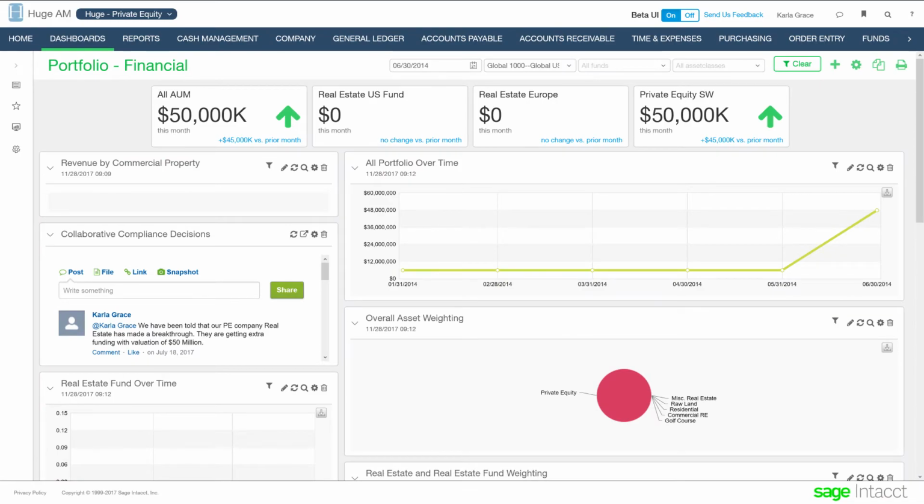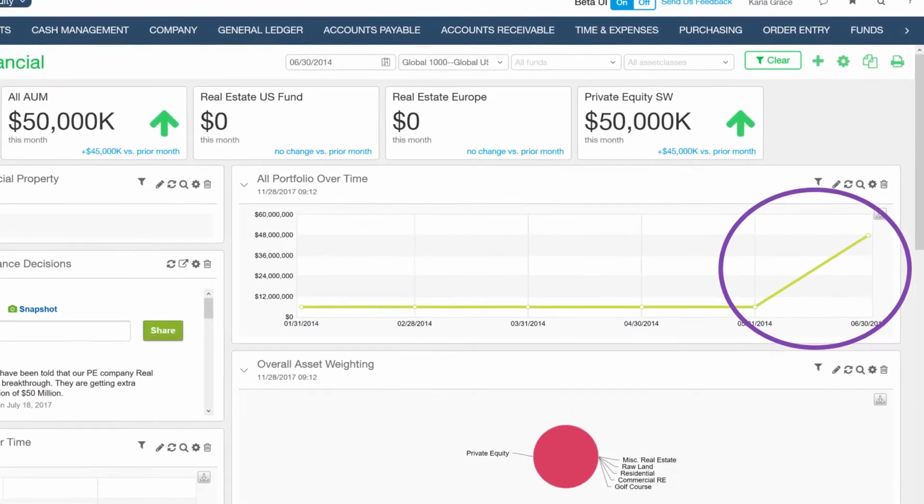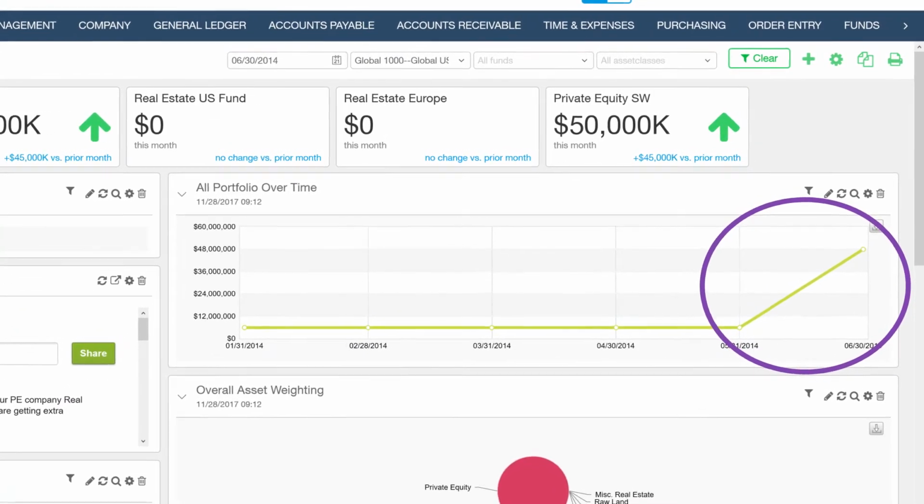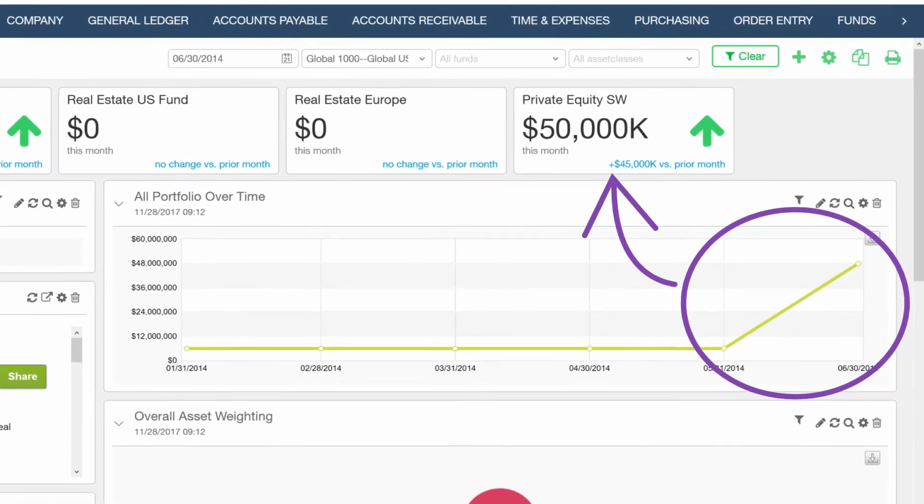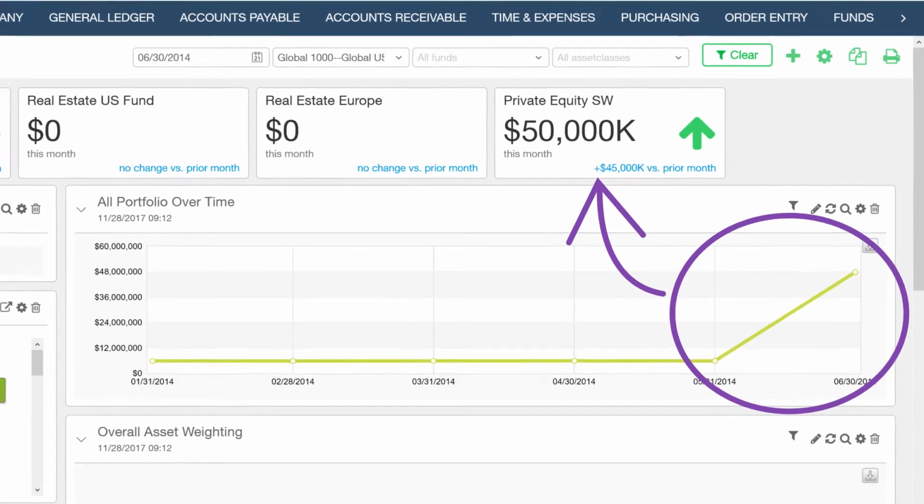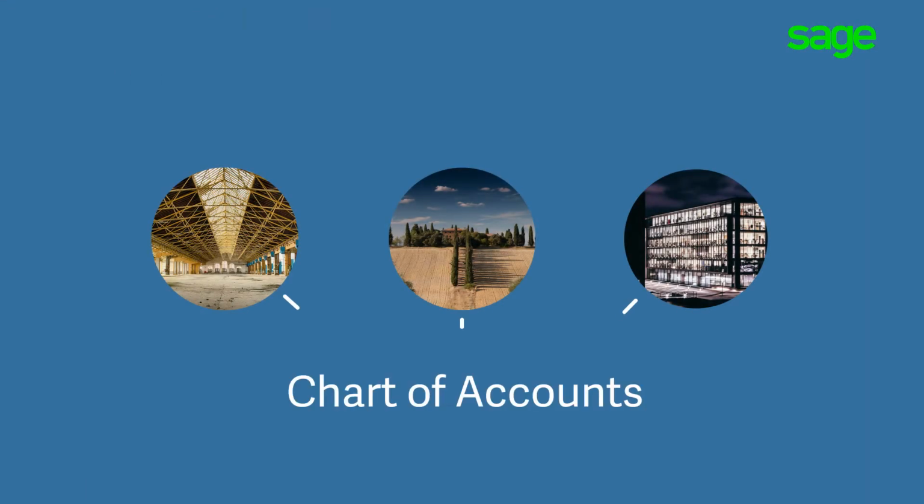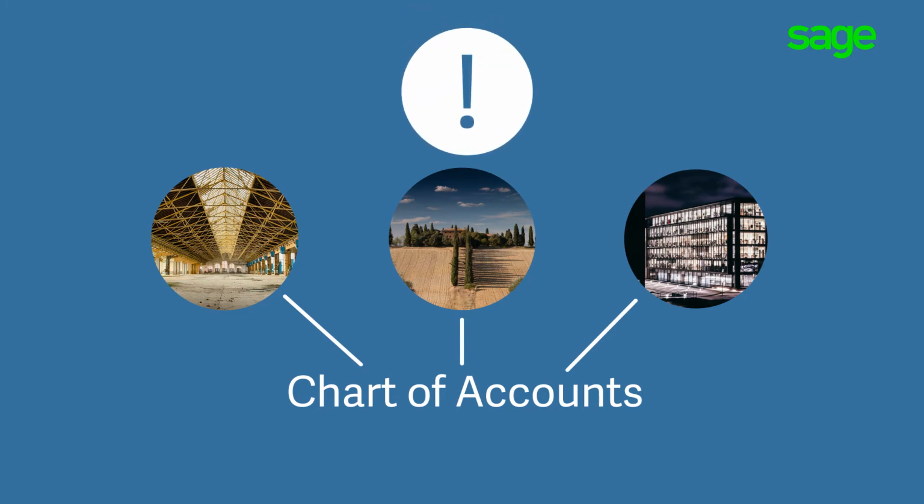As we move to private equity, we can see that our private equity company has made a breakthrough. They're getting extra funding with a post-money valuation of $50 million, up from $5 million. The Chief Investment Officer and CFO both have instant access to this data. Looking at these 3 different funds, we see that they have different focuses, but a shared chart of accounts, and the board wants the top-down picture this afternoon.